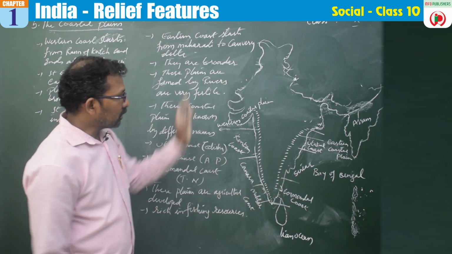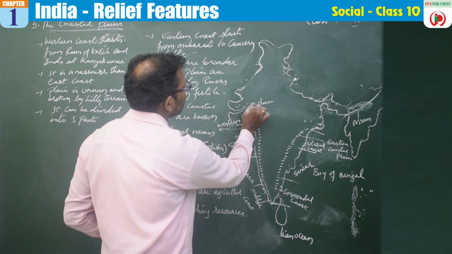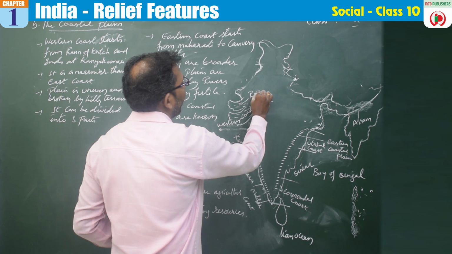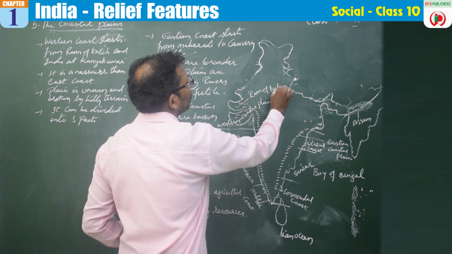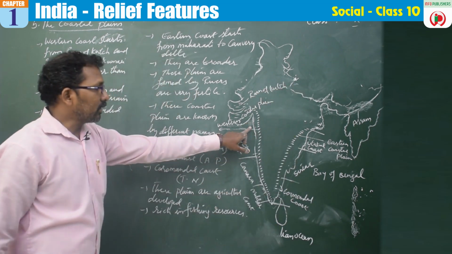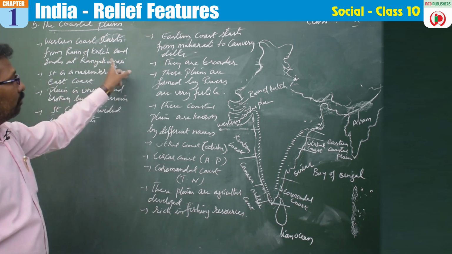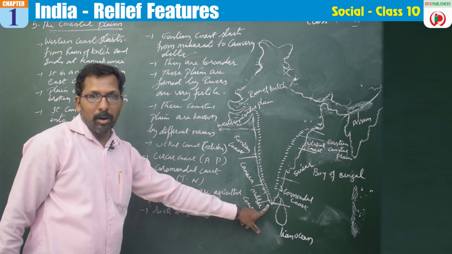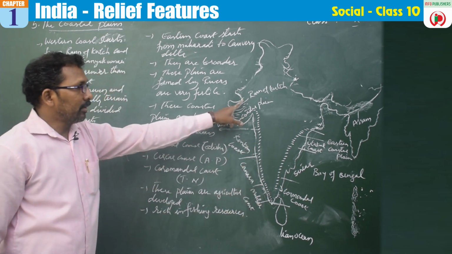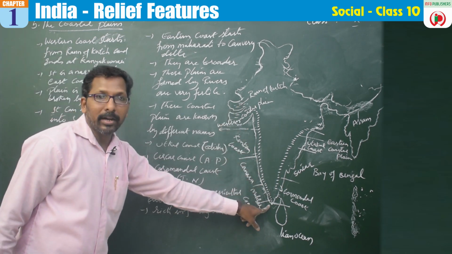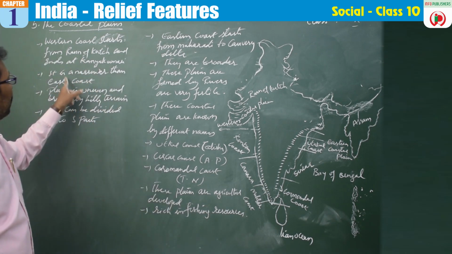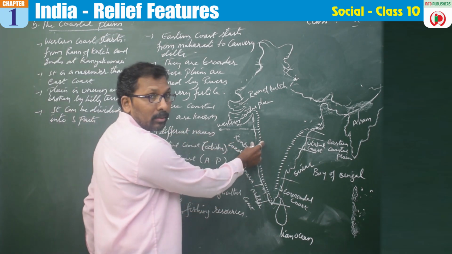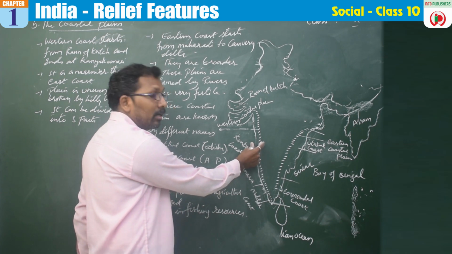The western coastal plains start from the Rann of Kutch. Here is the Rann of Kutch. So the western coastal plain starts from the Rann of Kutch and ends in Kanyakumari. Next point: it is narrower. The western coastal plains are narrower.